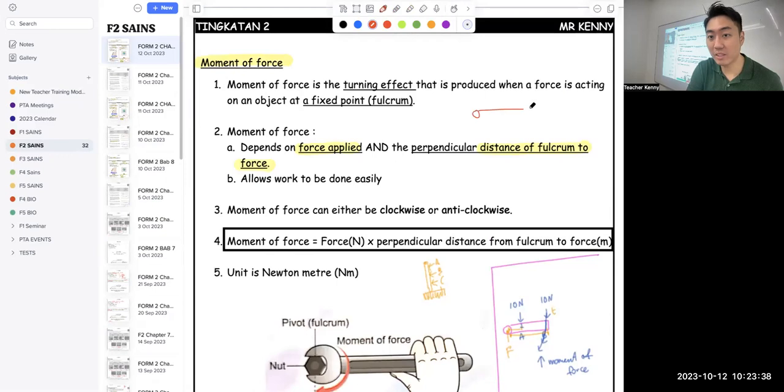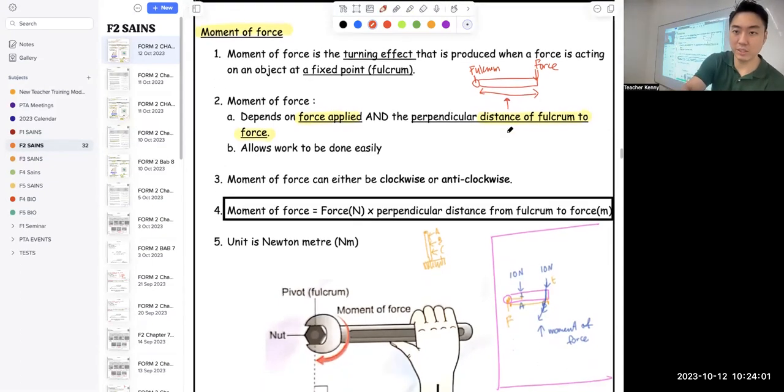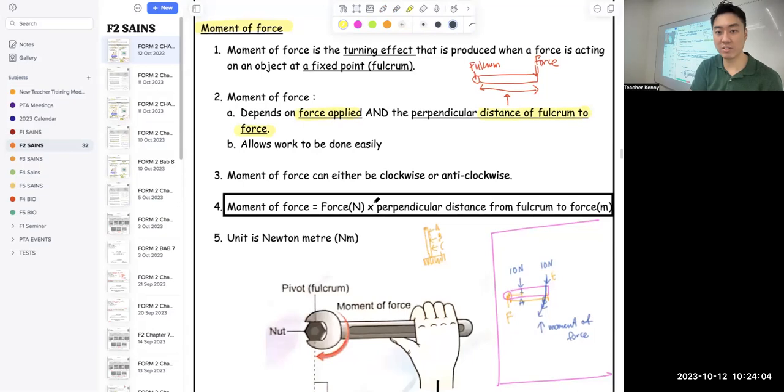Again, one more time. The door handle, the fulcrum, to your force. The distance. This is the distance of your fulcrum to the force. So the further the distance, the higher your overall moment of force. So is there a formula? Yes, there's a formula. Moment of force is force times the distance of the fulcrum to the force, or in this case, the effort.